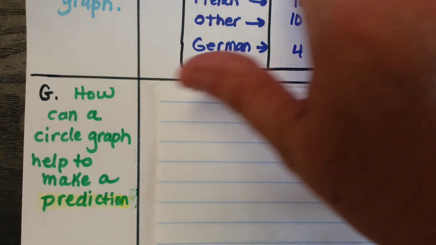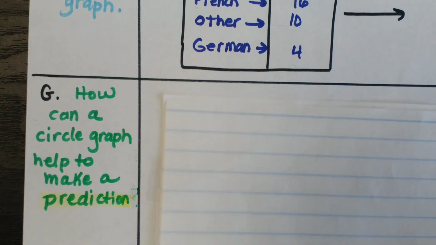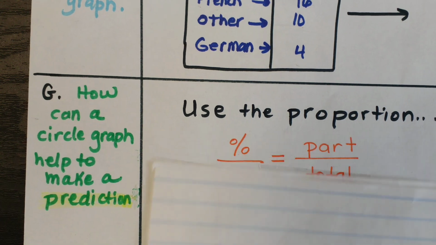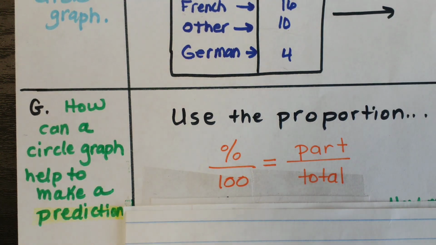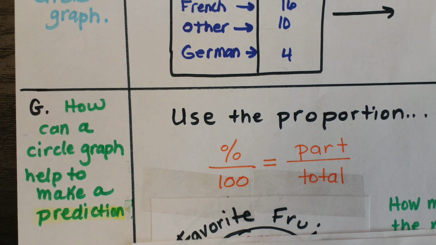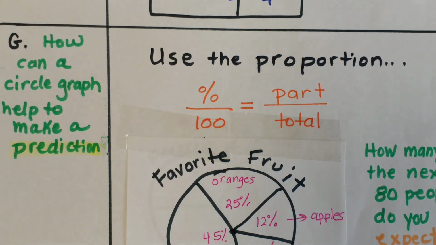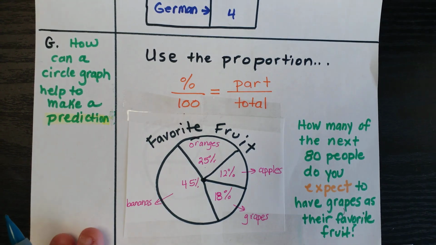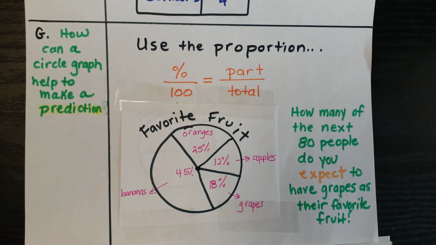So circle graphs are used to make predictions, and here's how it works. When you make a prediction from a circle graph, you do want to use this proportion right here, and we've seen this earlier. Percent over 100 equals part over total. So this is something that you might see in homework tonight, and this example is going to be the perfect one to look back on for help with it.